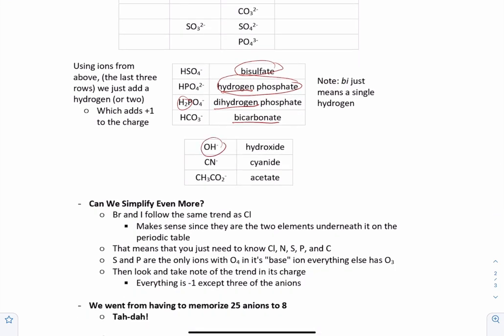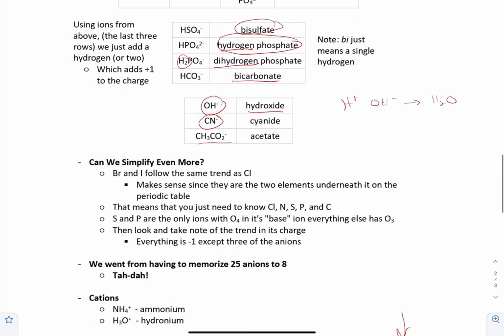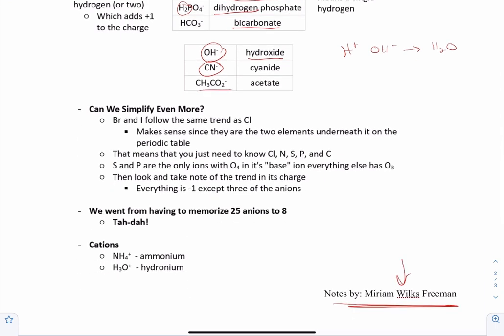Hydroxide. Hydroxide is the ion that comes from water. Water splits up into H plus and OH minus, and then when they come together, they become H2O. So we call it hydroxide. And then we have the cyanide ion. It's just CN minus. And then we covered the acetate one. And there are some rules here that you may want to review on your own.